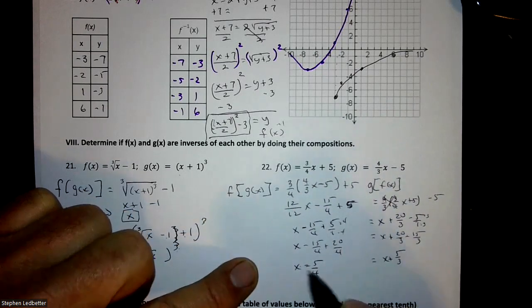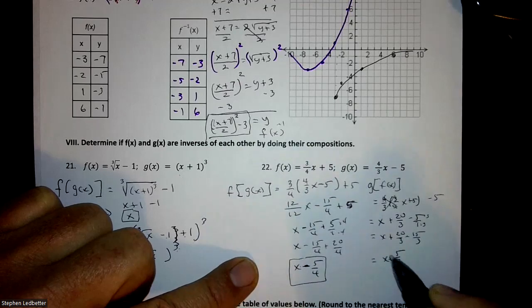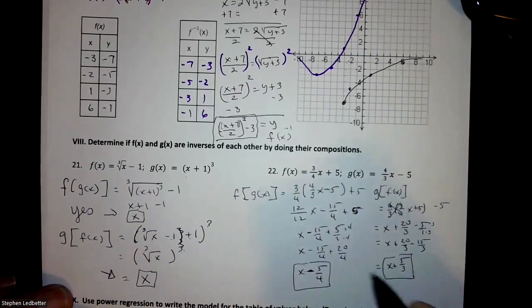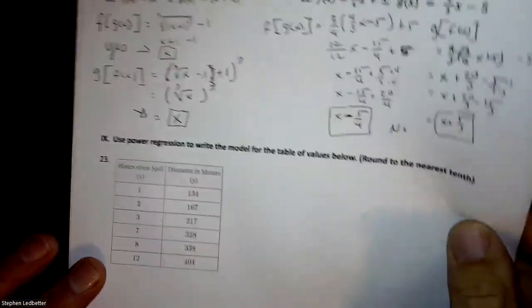I think I forgot the x. Oh, this is a minus, not an equal. Minus. So there's that one, and there's that one, and you can see that they are not the same. So this is a no. All right, that's how you do this. All right, now the next one.